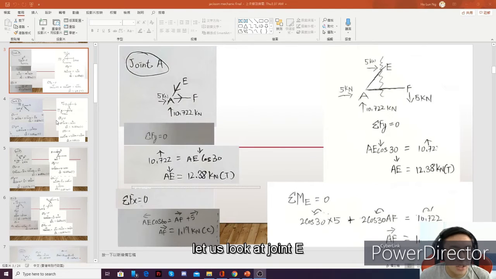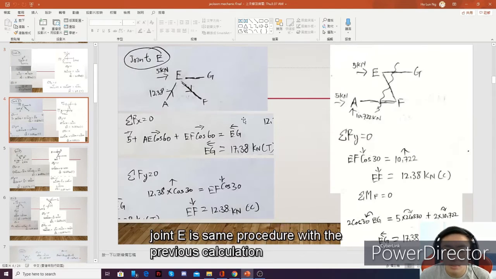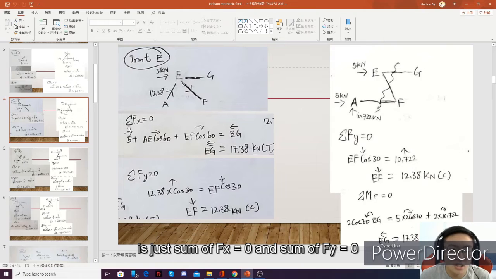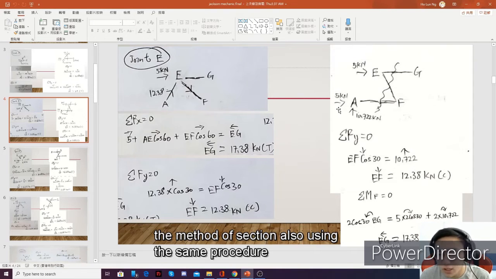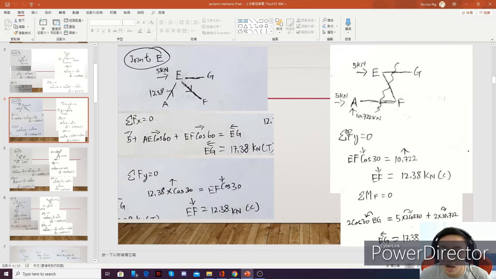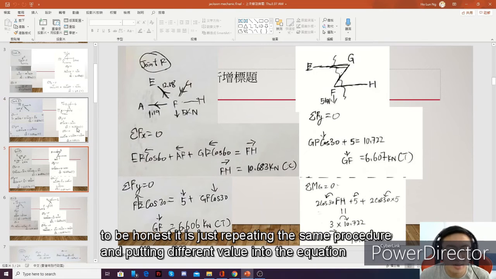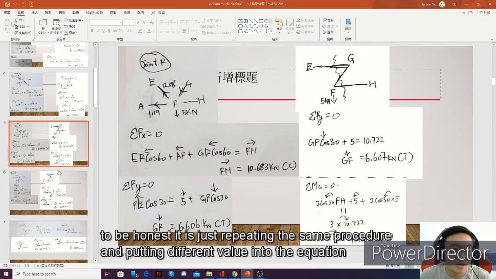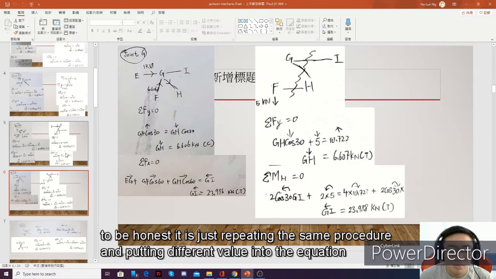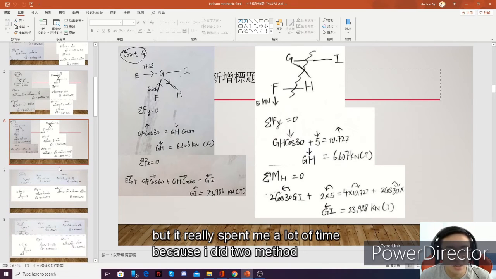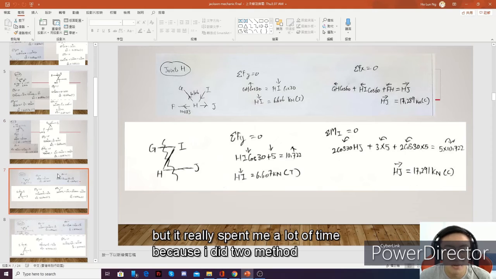Okay, let us look at joint E. Joint E is the same procedure as the previous calculation. It's just sum of Fx equals 0 and sum of Fy equals 0. The method of sections is also the same procedure: sum of Fy equals 0 and sum of moment at a point. To be honest, this is just repeating the same procedure and putting in different values, but this really spent a lot of my time because I did two methods.